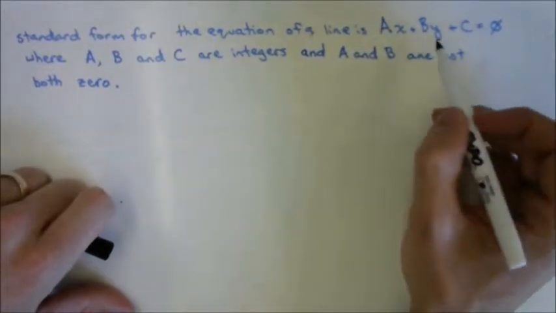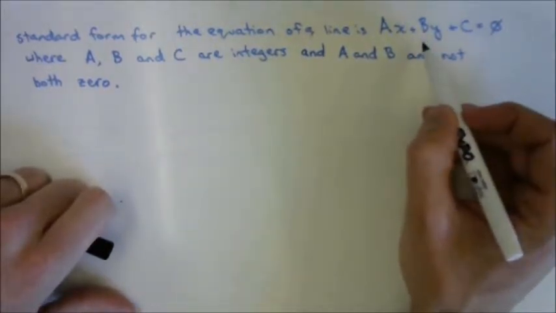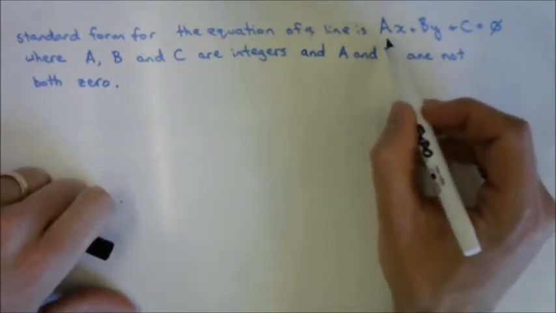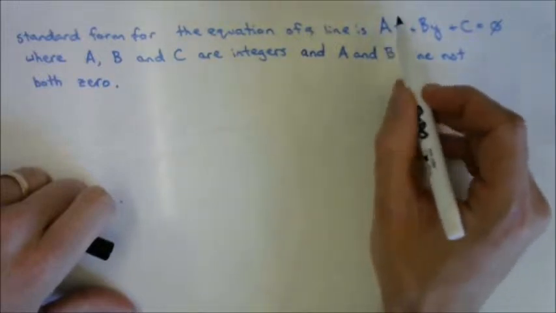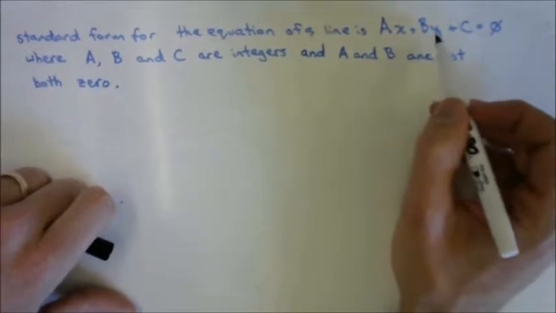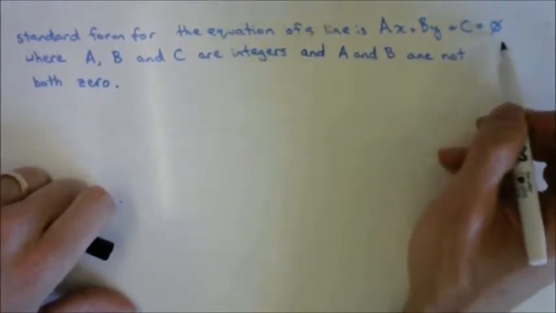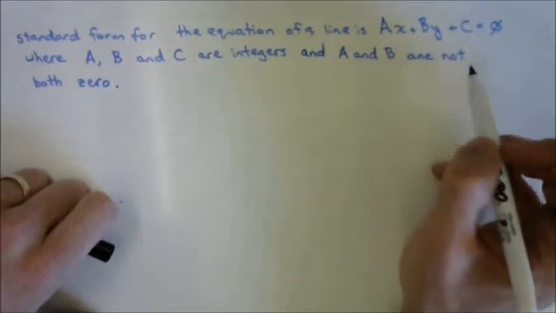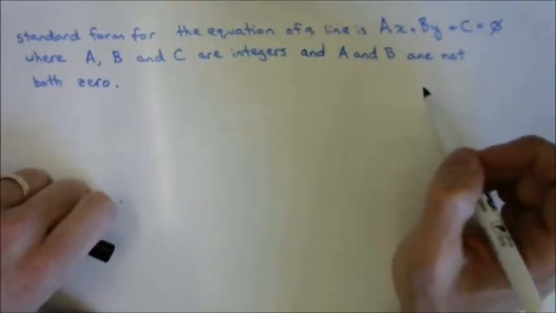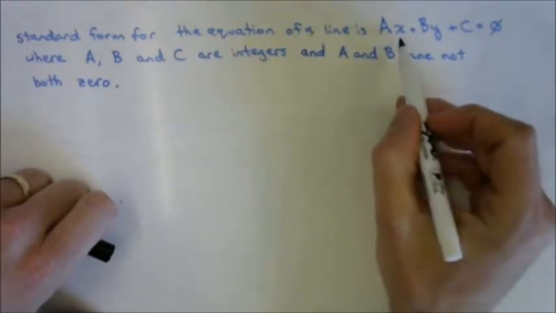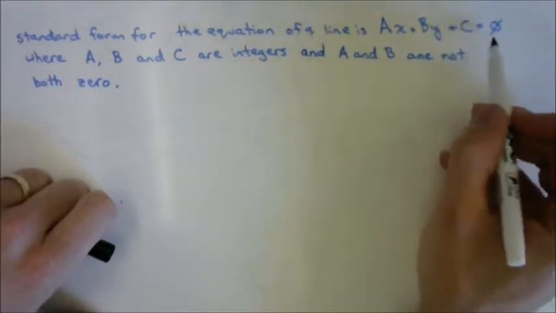What would happen if B were 0? What if just B were 0 and A was not 0? Then we would have an x term. We would not have a y term, but that's fine. We still have one variable that we could solve for. Now what would happen if A and B were both 0? Then you wouldn't have an x term or a y term. There would be no variables, no x, no y. We would just have c equals 0.